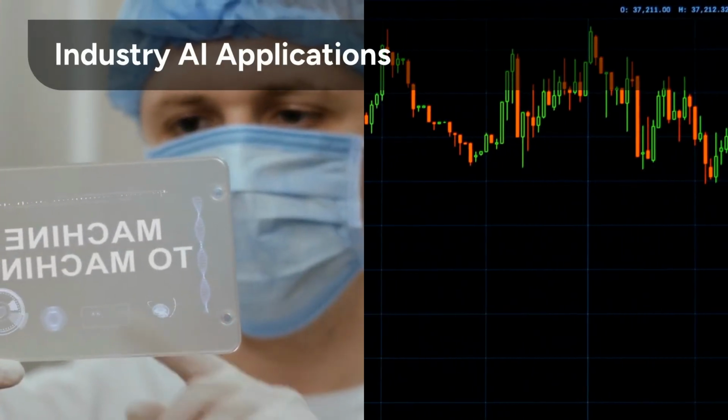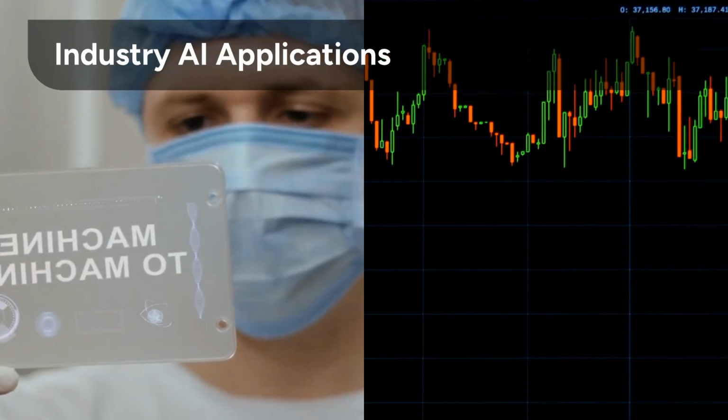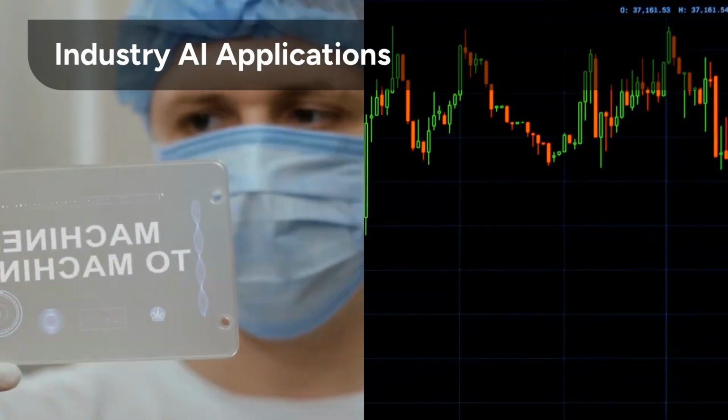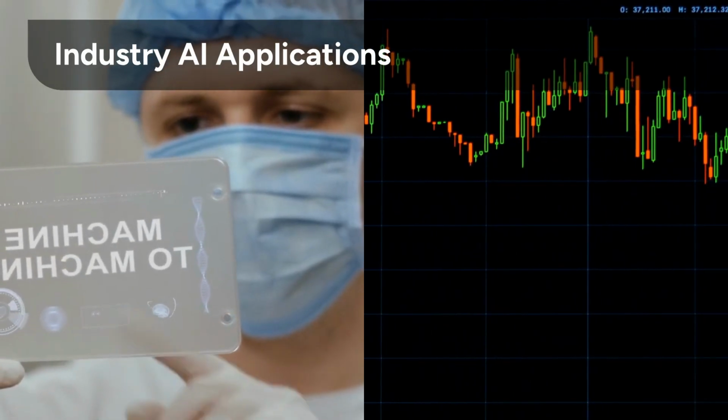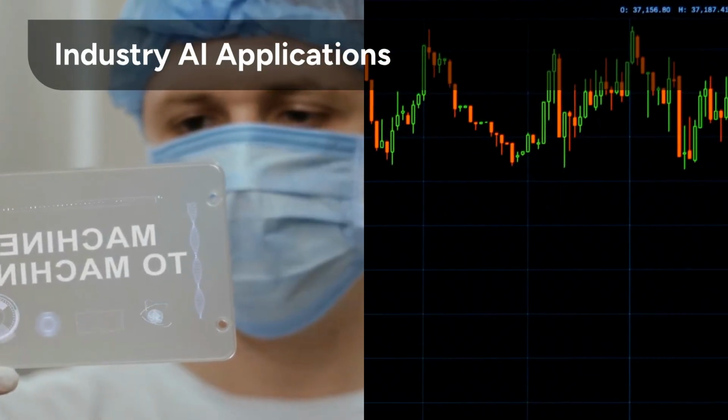In industries, AI is revolutionizing healthcare by assisting in disease diagnosis and drug discovery. In finance, it detects fraud and powers algorithmic trading. From autonomous vehicles to personalized education, AI is driving innovation across sectors.